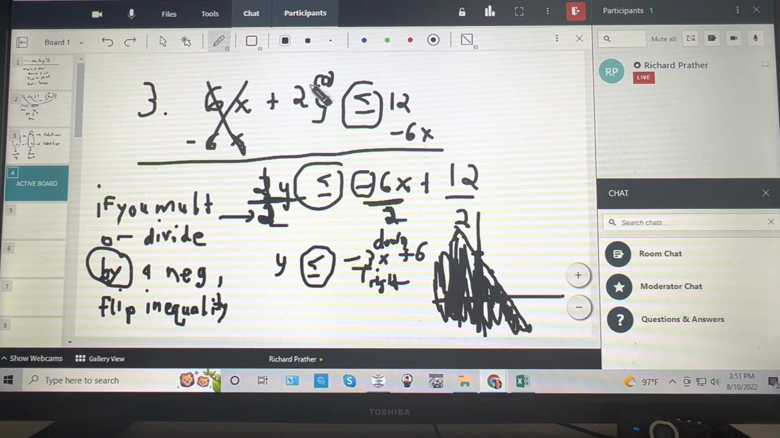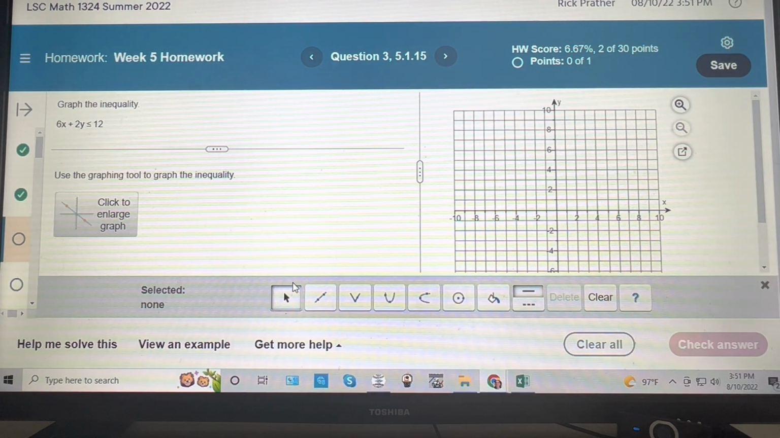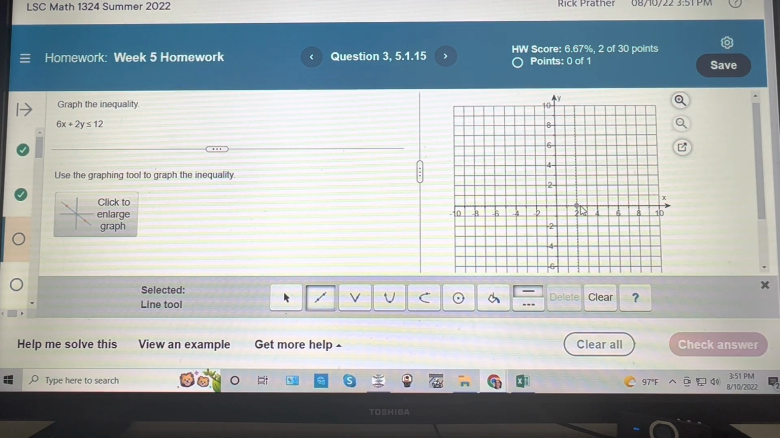So put 0 in for y. This will disappear. You'll just be left with 6x equals 12. And you can just think of it as equal for a second. 6x equals 12. So divide by 6 and x equals 2. So you can do that. You click your line tool. X equals 2 is right there.